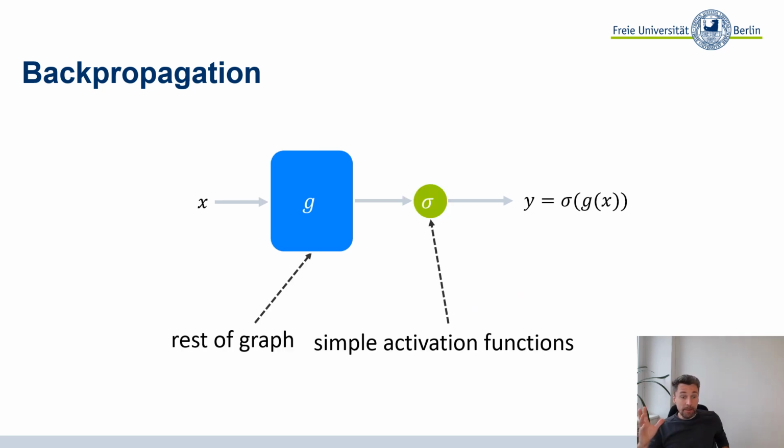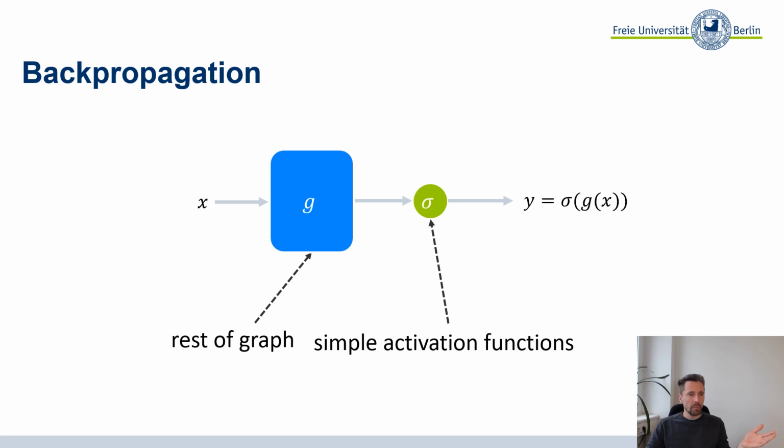Now the idea in backpropagation is that the complex network can be seen as a sequence of function evaluations of simple activation functions. Like we saw, one of those simple examples would be the sigmoid.